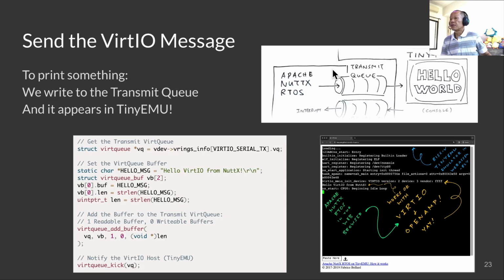To print something, we send a message to the transmit queue, like this. Our code prints successfully in TinyEMU. All these virtual queue functions, they come from the OpenAMP library. So VirtIO in NuttX is tightly integrated with the OpenAMP library. Now we understand VirtIO and OpenAMP a little better, we can switch back to the VirtIO serial driver that is already in NuttX.